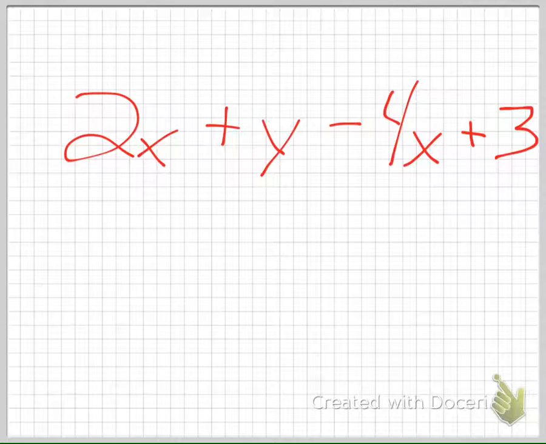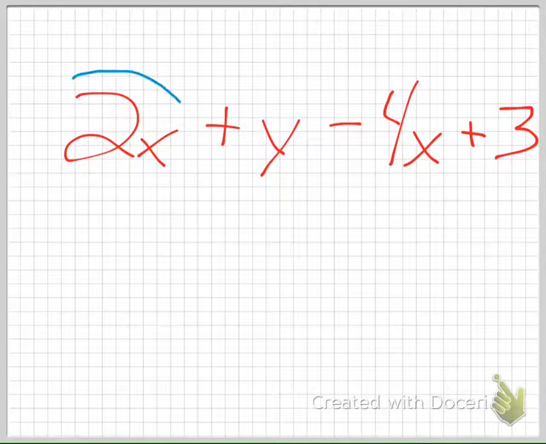Can I combine the 2x and the y? No. Like terms mean that they have the exact same variable with the exact same exponent. Okay? So I cannot combine these because I have an x here and a y here. Not like terms. Right?